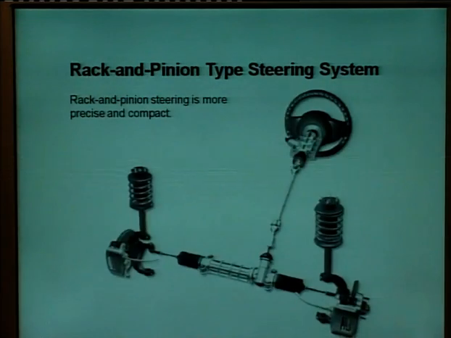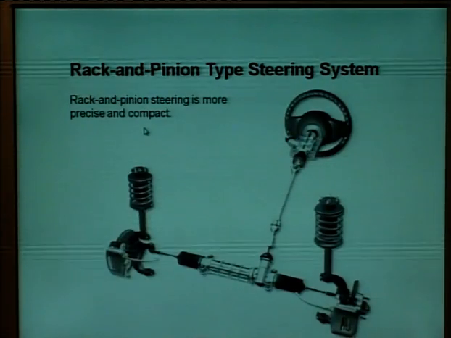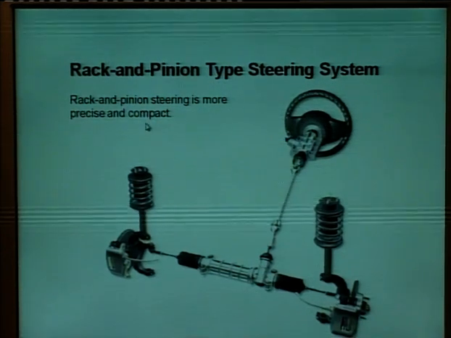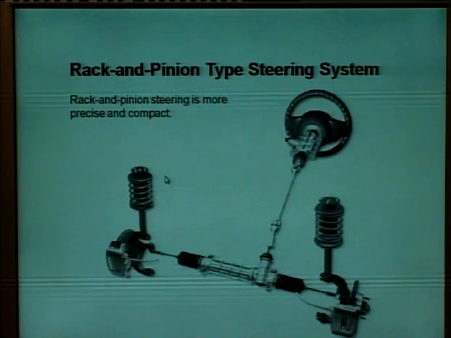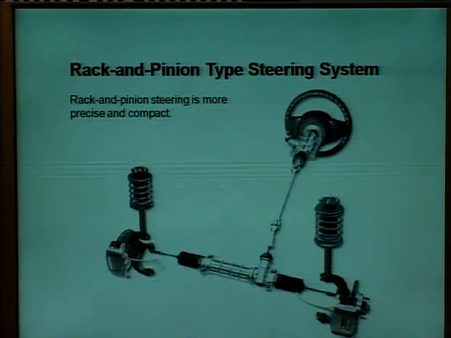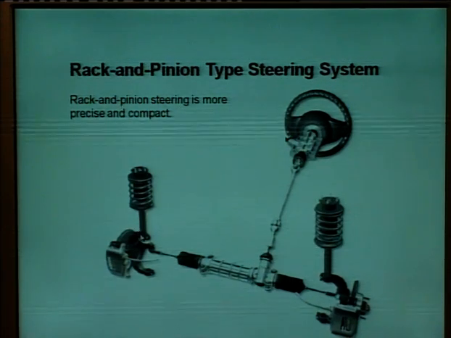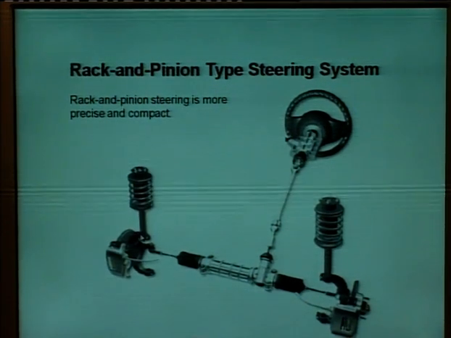So, rack and pinion type steering system, rack and pinion steering is more precise and compact. This is more precise and compact. See the various parts of this rack and pinion type of system.